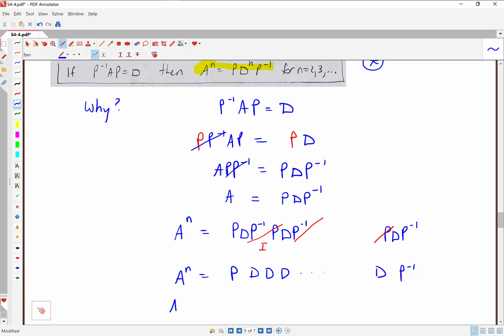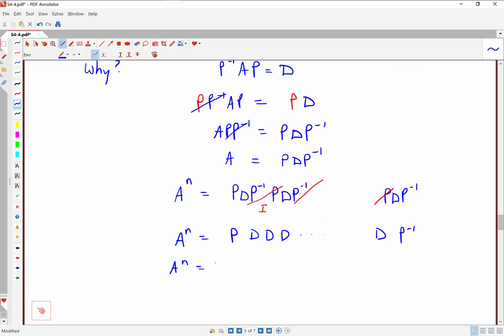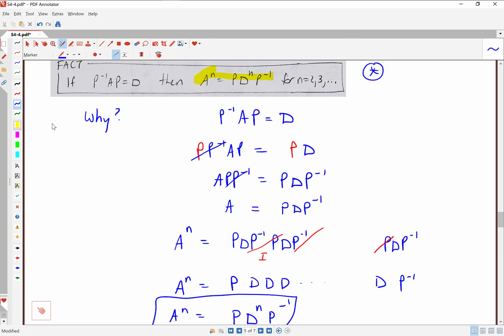In fact, we know exactly how many times. It's n times. So P D to the n P inverse. All right, so that's the formula that we wrote down. So then now we can still ask, okay, why do we care? Why is this formula actually easier? Why is this right side easier than just calculating A to the n the long way?